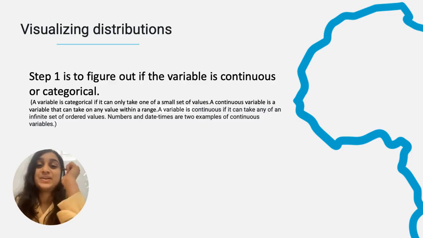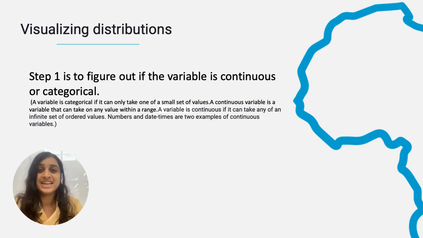Step 1 is to figure out if the variable is continuous or categorical. A variable is categorical if it can only take on one of a small set of values. For example, if your problem says there are only 3 options for the type of pet a person has, dog, cat, or bird, then that would be a categorical variable. A continuous variable, on the other hand, is one that can take on any value within a range. For example, your weight, your height. Your height can be 67.5 inches. That would be an example of a continuous variable.